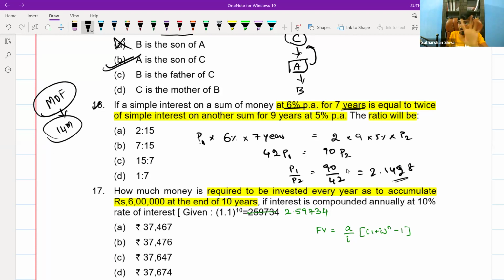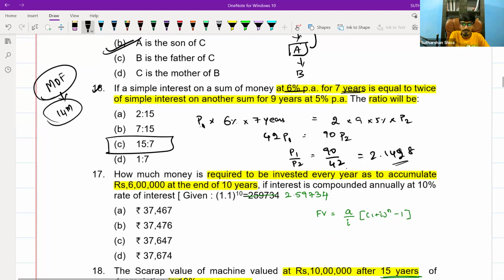Obviously, 2 by 15 is not going to be it. 7 by 15 is going to be in decimal, right? Only option C, that is 15 is to 7, should be 2.142. 1 by 7 is also not there. So directly I will go with option C.